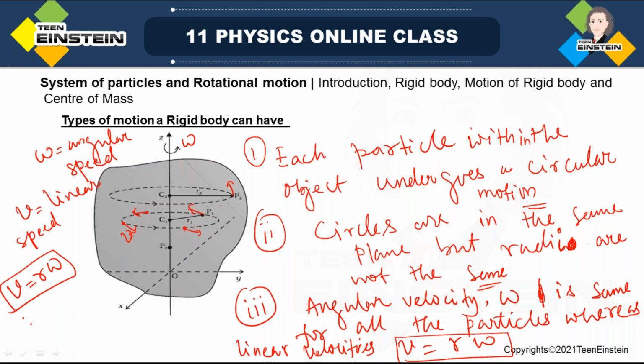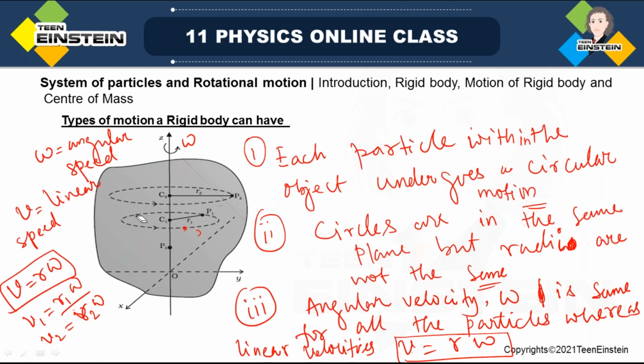If r changes, v1 will be r1 into omega, and v2 will be r2 into omega, because their positions from the axis of rotation are different. That's why linear speed will be different, but linear speed will be constant again for a particular orbit. This circular path is called an orbit.